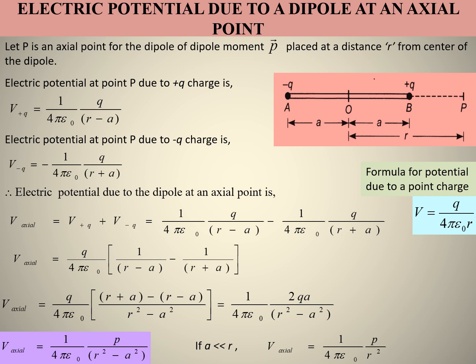Here also we write the special case. If small a is very small compared to small r, then the expression for electric potential due to the dipole at an axial point reduces to the expression 1 by 4 pi epsilon naught p by r square.